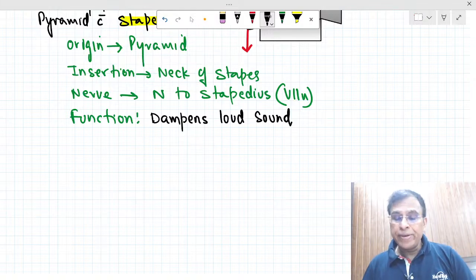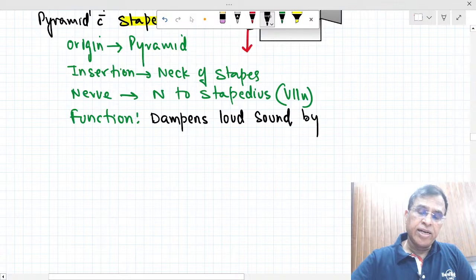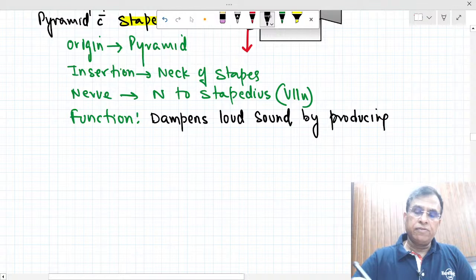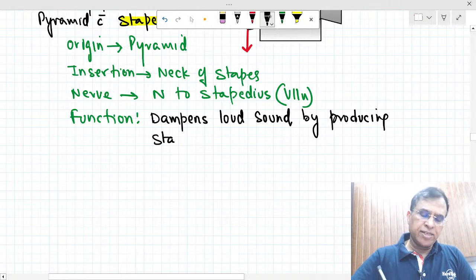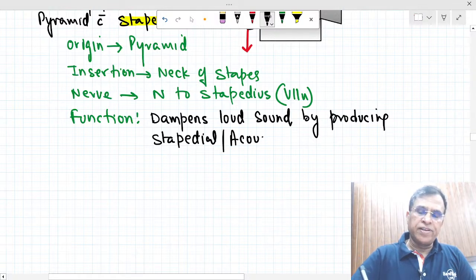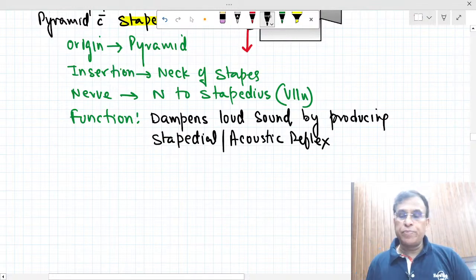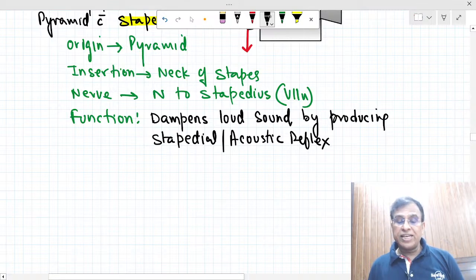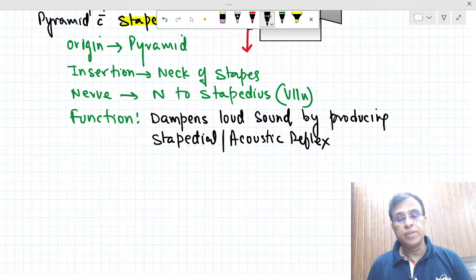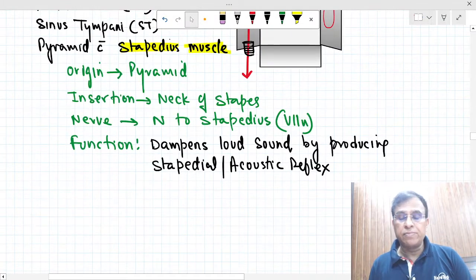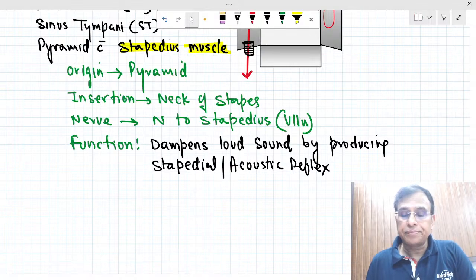But how does it dampen? As many of you said, it dampens by producing a reflex called either the stapedial reflex, because it is caused by the stapedius muscle, also called the acoustic reflex, as many of you said. So it produces the reflex, and the reflex will dampen the loud sound. And these are the points about the stapedius muscle on the posterior wall that you have to know, right?